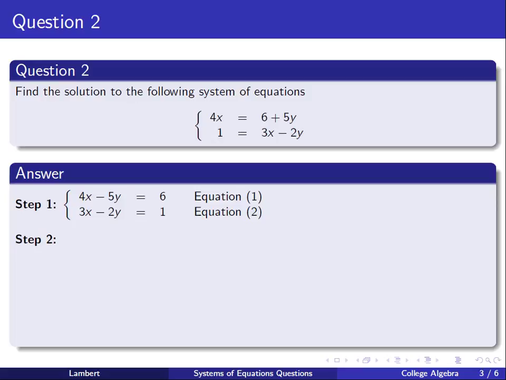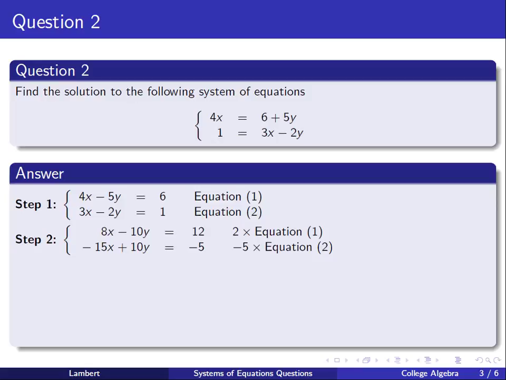If you multiply the first equation, let's say by 2, you get 8x minus 10y. In our second equation, what would we need to multiply that by in order to have the y's cancel out? Well, if we have negative 10y here, we need positive 10y. So we need to multiply the second equation by negative 5. And if we do that, we get negative 15x plus 10y equals negative 5. Now we're ready to add up these equations.